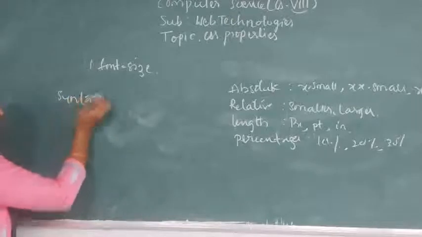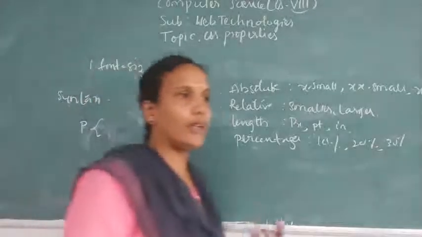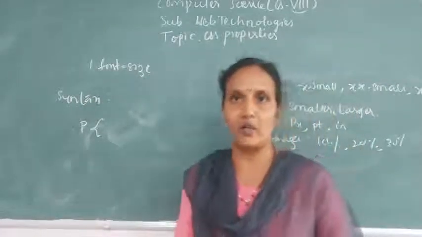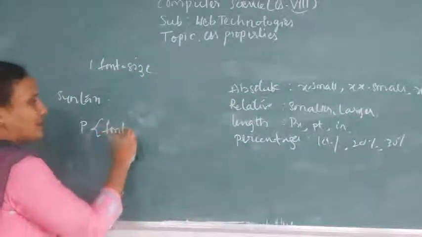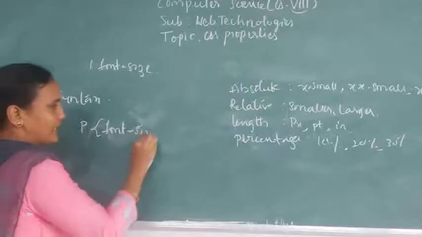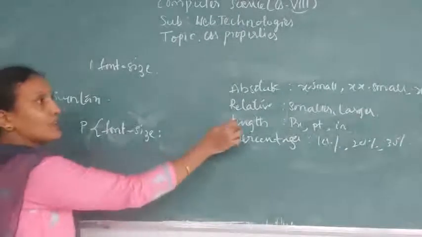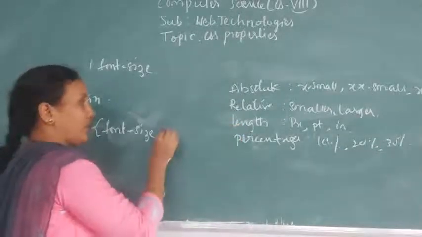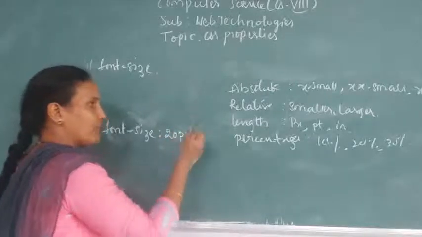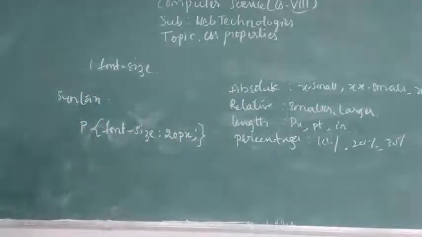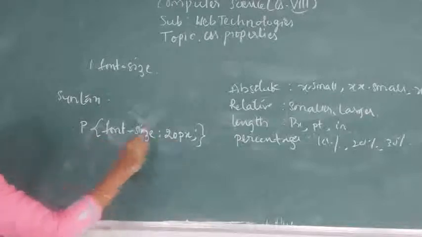Example, H1 is already there, no? For the paragraph, I want to give 20 points, 30 points of font size. Then what is the element there? Paragraph. Font is the main property, dash, size, the sub property, colon. So I want to give 20 points. I am using the length method, so 20 points or 20 pixels also you can give. Semicolon, close this.